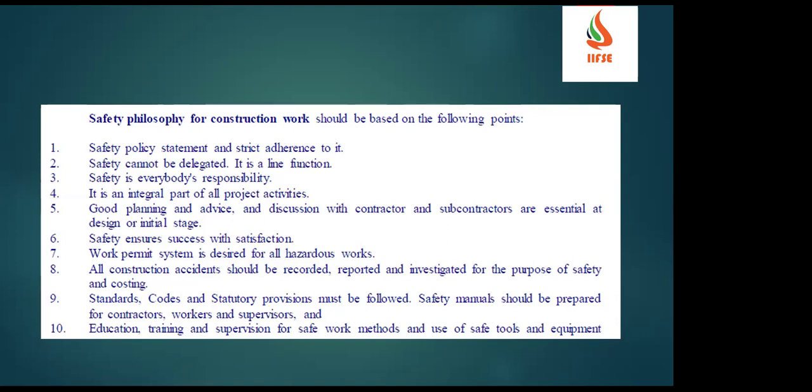Standards, codes, and also statutory provisions must be followed, and safety manuals should be prepared for contractors, workers, and also supervisors. And apart from that, education, training, and also supervision for safe work methods and also use of safe tools and equipment. So we have to train our people, we have to educate them, and we have to monitor them for improving safety culture.